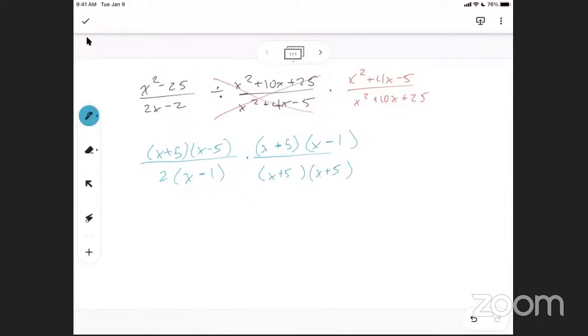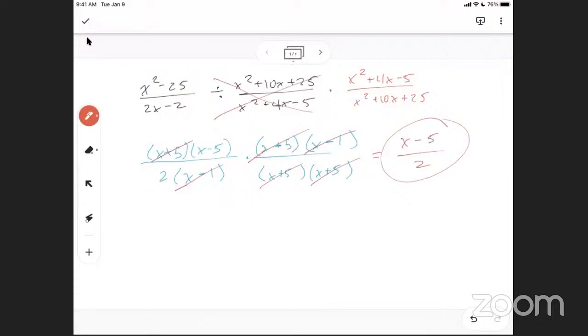Okay. So now we're going to cancel out common factors. Those can cancel. Hey, an x plus 5. So what's left on the top? x minus 5. And there's your answer. That's it.